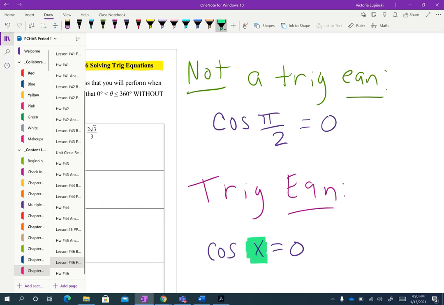So if you were to look back at your unit circle, you would certainly see that not only does pi over 2 have a cosine of 0, but 3 pi over 2 as well. Well, what if I told you that you could go around the circle as many times as you want? What if I told you that you could only go around once or halfway or 3 times? So again, the biggest difference between a trig equation and a not trig equation is that a trig equation has both a variable and an equal sign.